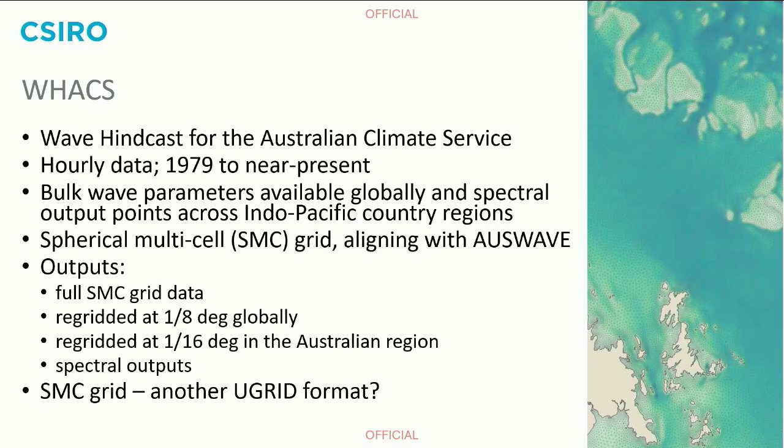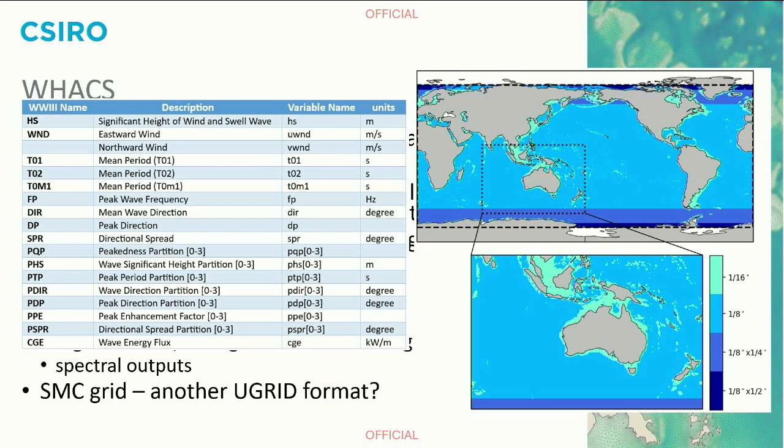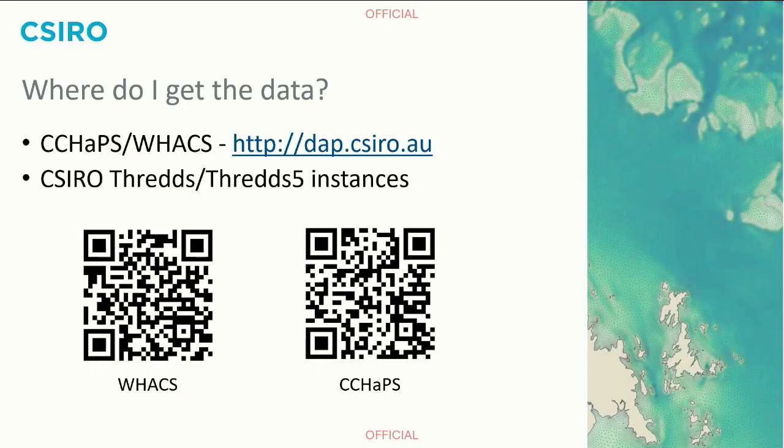I will very quickly talk about WAX. WAX is our wave hindcast. It's global. It has an SMC grid. It has all these variables, and it has good detail around New Zealand as well as Australia, and it's used as forcing. It's on an SMC grid, which is a different kind of UGRID, which I'm not going to talk about today. There are issues with visualization of that as well, but it's for another forum, I guess.